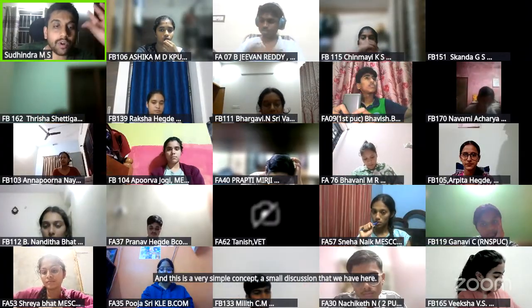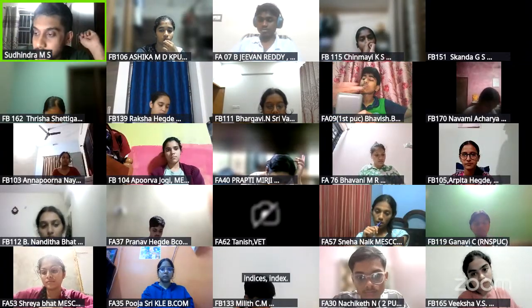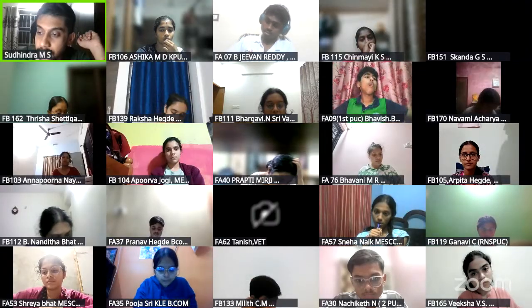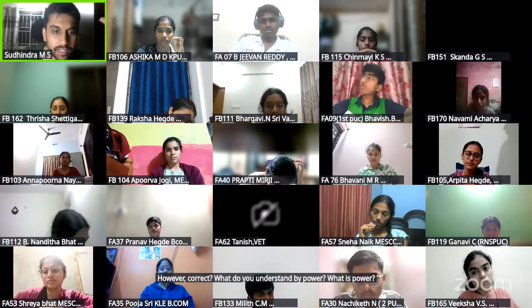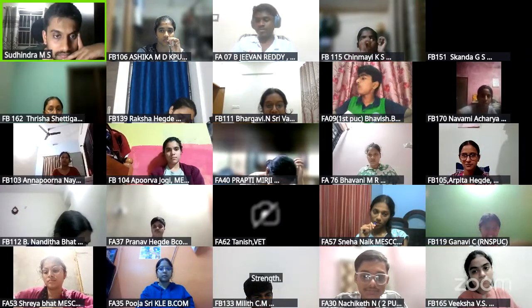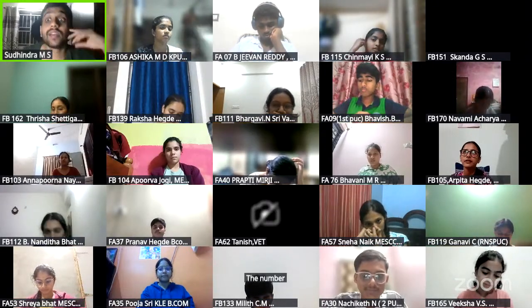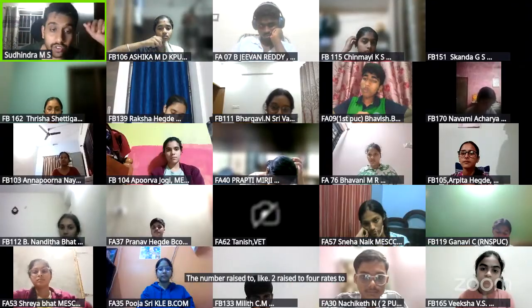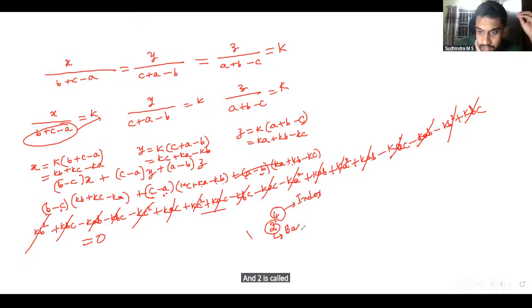In indices, now what do we understand by index? Indices, index. Power. What do we understand by power? The number raised to, like 2 raised to 4. If I have 2 raised to 4, I call this 2 to the power 4. Here, this 4 is called the power or the index, and 2 is called the base.